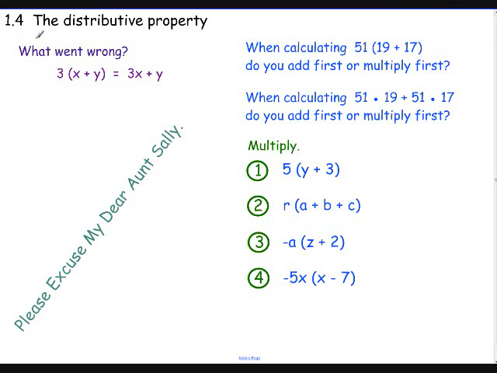Distributive property. Here we go. Our review is over. We're getting right into it. Oh, somebody made a mistake. What mistake did they make? This is so common. They distributed to the x and then forgot to distribute to the y.